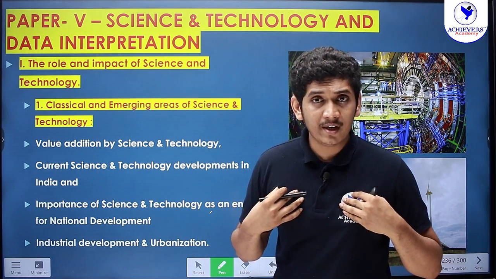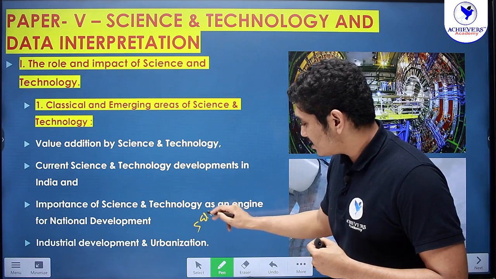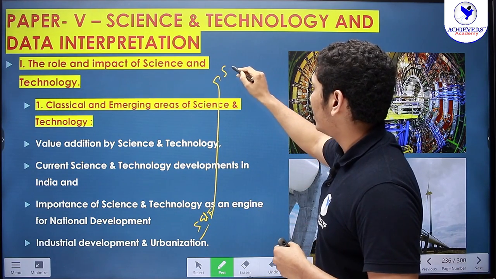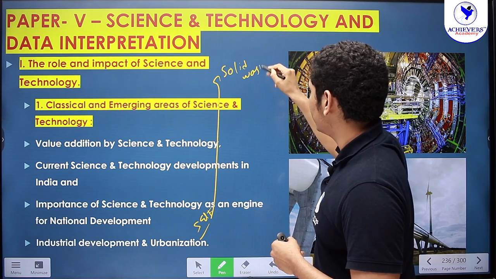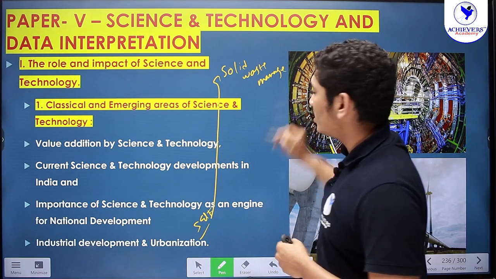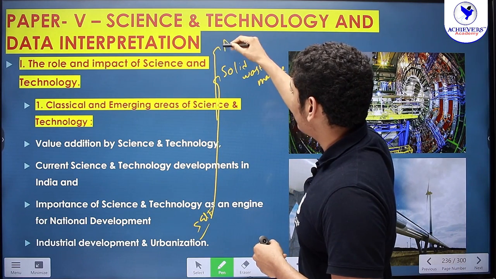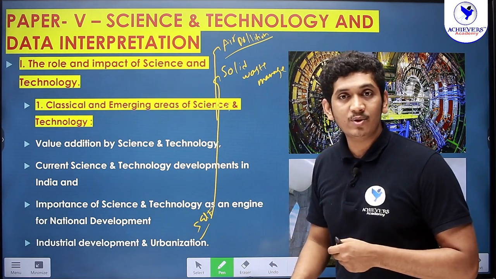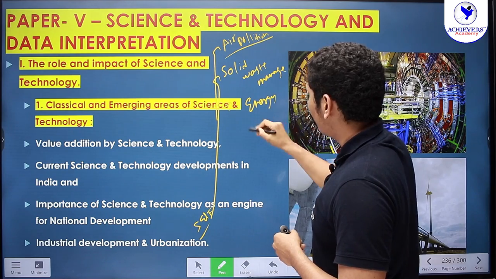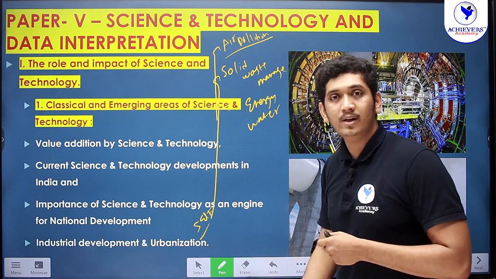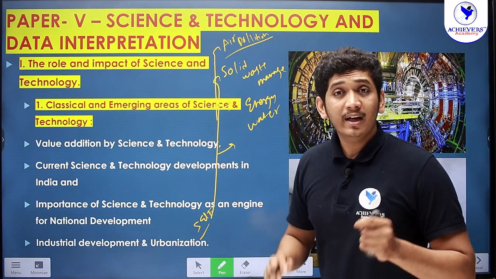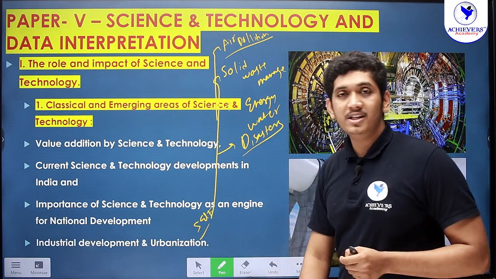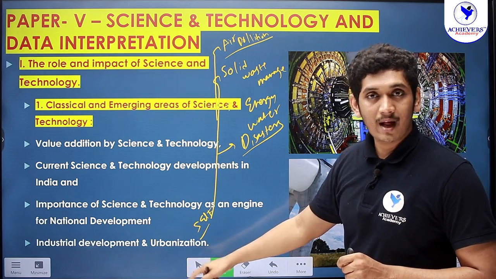But what we care about here is that we have to learn the application of science and technology in urbanization issues. For example, urbanization is faced with the issues of solid waste management. How science and technology can manage solid waste. Urban areas face air pollution. How science and technology provides solutions to air pollution. They face a crunch of resources like energy and water, how science and technology can produce them, and how science and technology can help urban areas with disasters, how they can mitigate the disasters. These dimensions I'll be discussing in urbanization.